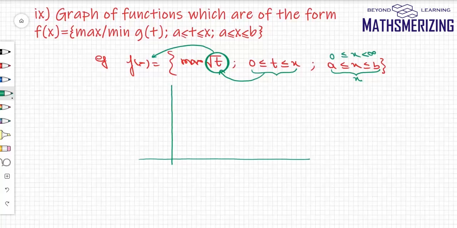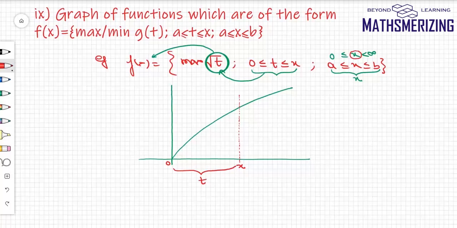Now let us take a as 0 and b as infinity. So I'll draw the graph of under root of t. Now the definition says at any point between 0 and infinity, maybe I'll choose a point. So this point, it is x. t lies between 0 and x, so my t can take any value from 0 to x.